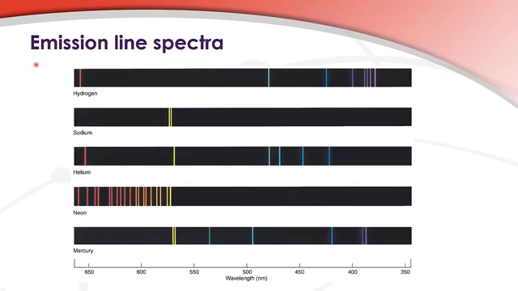Here we have some emission line spectra for different elements. We have hydrogen, sodium, helium, neon, and mercury. And what you can see is that each element has its own unique line spectrum, just as each person has their own unique fingerprints. So these line spectra can be used to identify unknown elements.